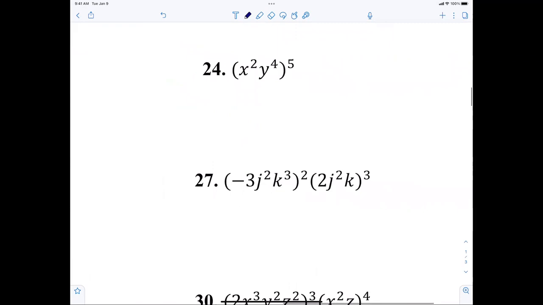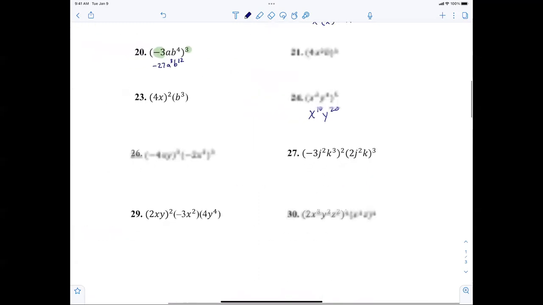24. Let's hear it. Madeline, you know what you, yes. I need x to the 10th and y to the 20th. X to the 10th, Y to the what? 20th. Come on, do not write my answer. You write your own answer.